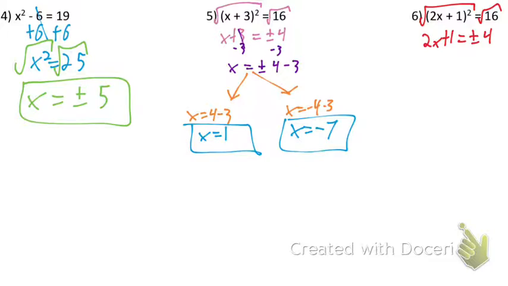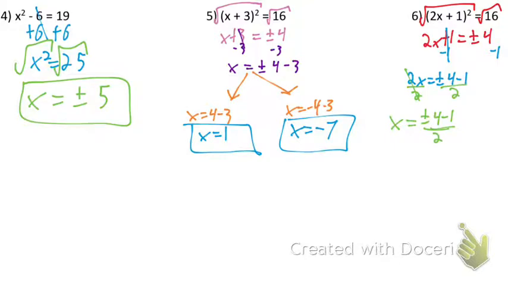So I'm going to subtract 1 to get x by itself now. 2x is equal to positive or negative 4 minus 1. Now what do I have to do to get x by itself? Divide by 2. On the entire side, right? So x is equal to positive or negative 4 minus 1 all over 2.